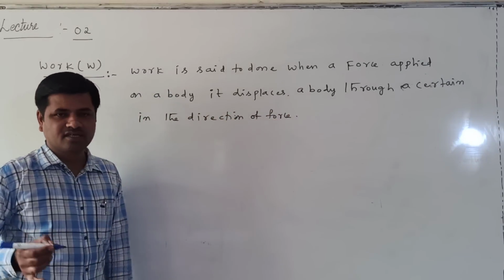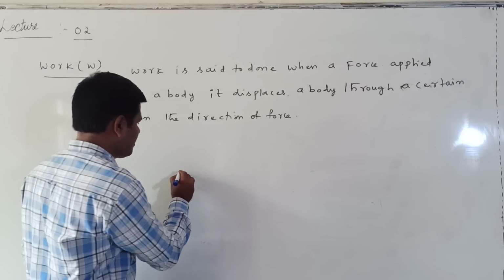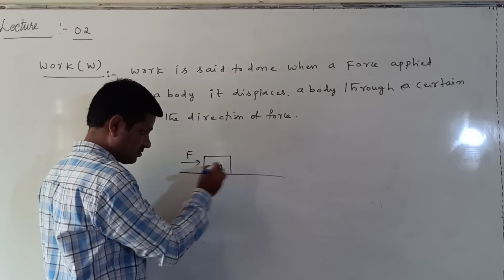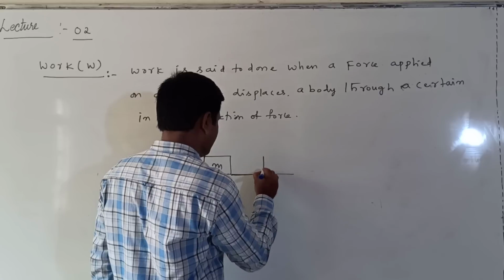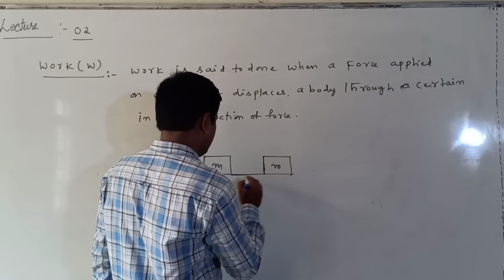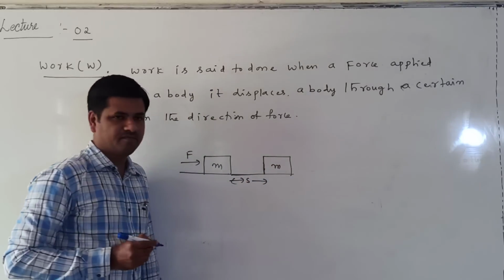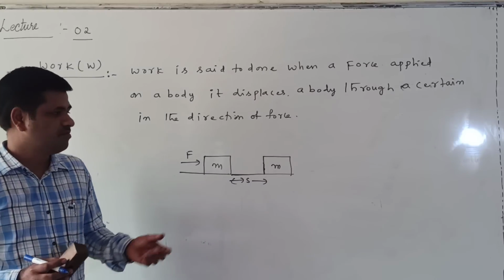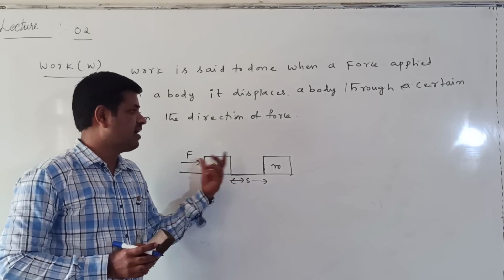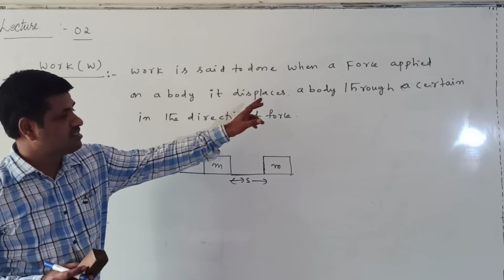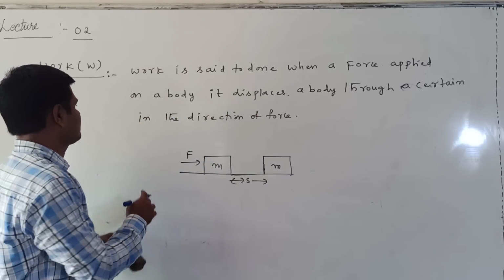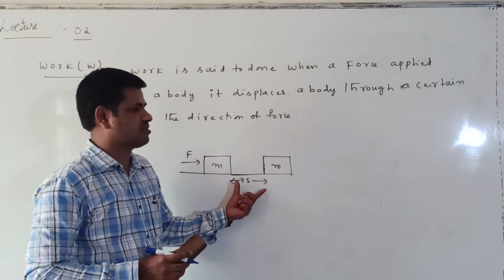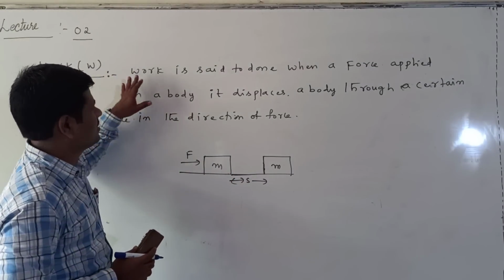We have already discussed the example. On this block, I am applying the force in this direction. It is displacing in the same direction of the force through a distance. If it is displacing in the same direction of the force, that is the reason we say it displaces through a certain distance in the direction of the force. This is called work done.